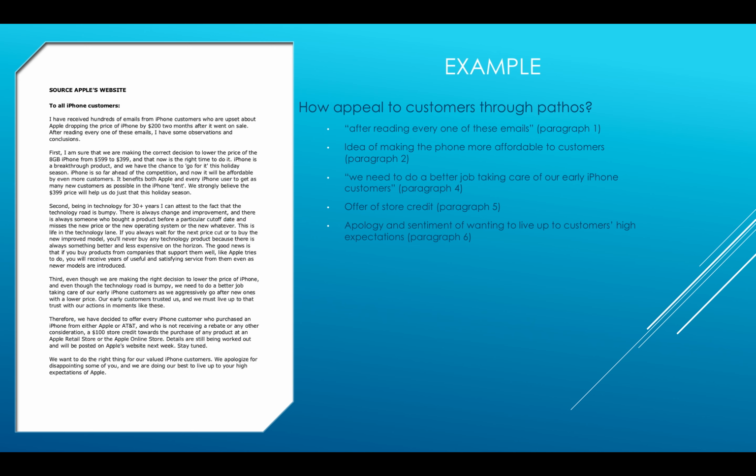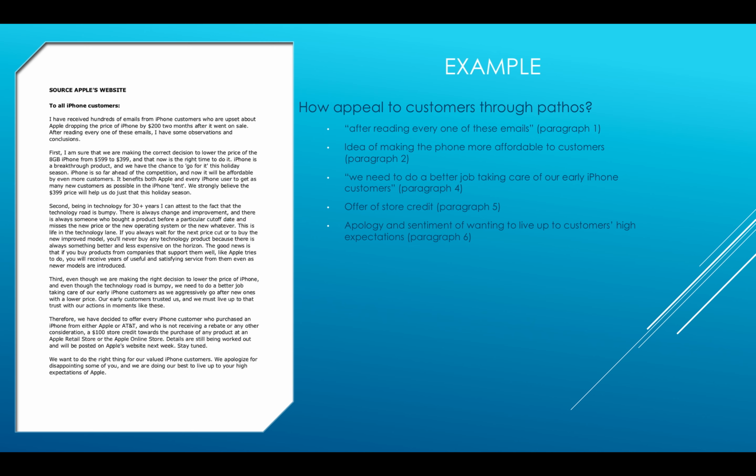So how does he appeal to his customers through pathos, or does he? And there are certainly some attempts, I think. So again, you might find other evidence in here, but what I see, paragraph 1, after reading every one of these emails, again, I think that's demonstrating ethos, but also appealing to his readers' emotions. I care. I read your emails. In paragraph 2, he talks about the idea of making the phone more affordable to customers. That sounds like a nice company, doesn't it? Makes them sound nice. That's appealing to our emotions.